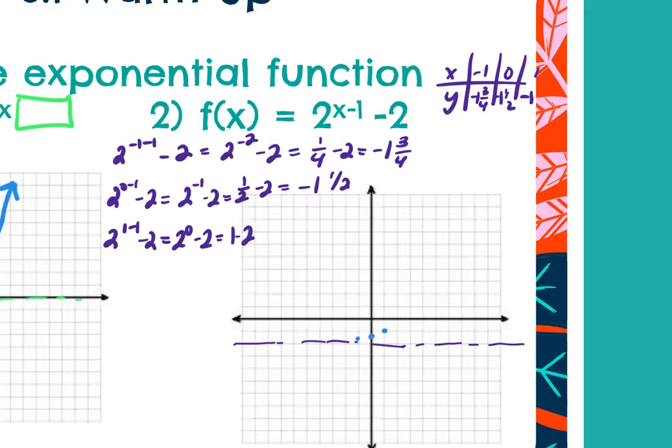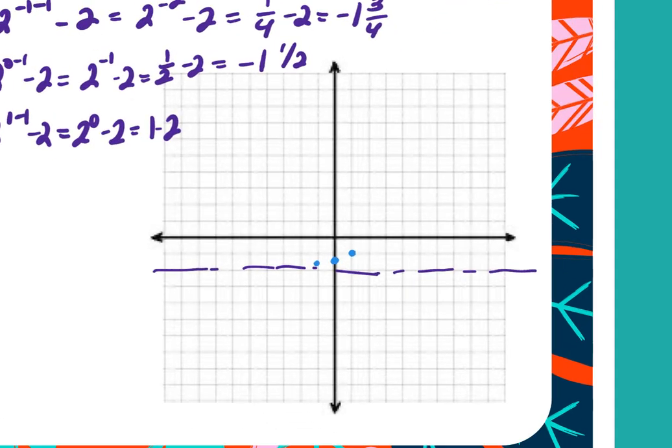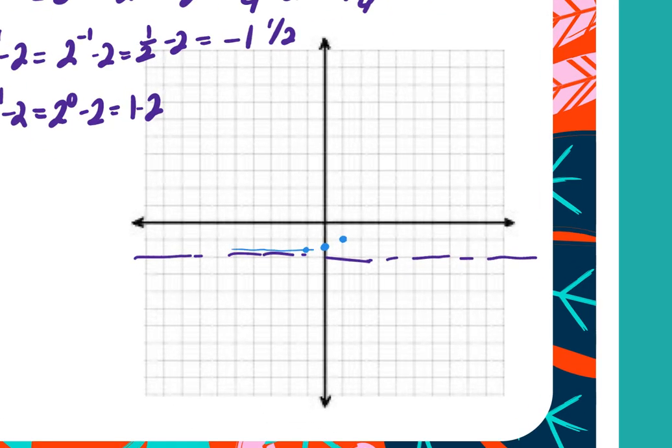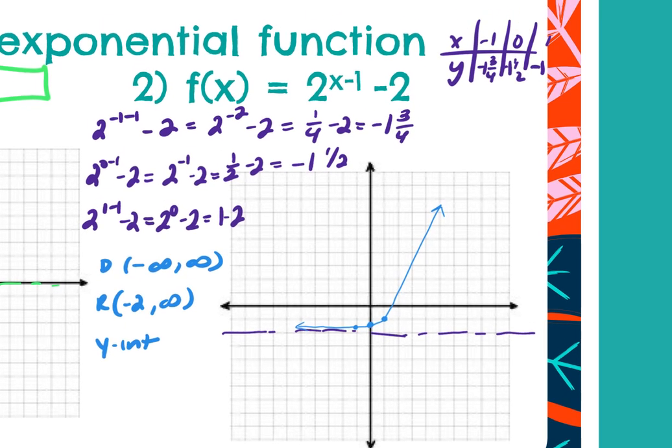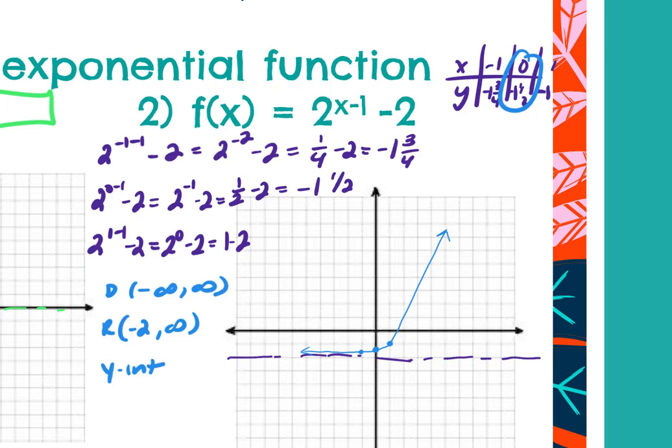So you really don't get that curve there. You have to know to draw it in yourself. Domain is, again, all real numbers, -infinity to +infinity. Range would be -2 to +infinity. Y-intercept is the middle point, (0, -1.5), and your horizontal asymptote shifted down to y equals -2.